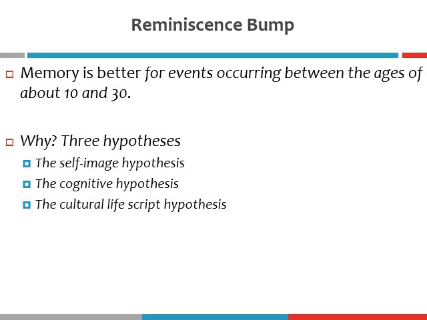So now we're going to shift our focus to trying to explain why this reminiscence bump occurs. Right now, cognitive psychologists have proposed 3 different hypotheses as to why this might happen. Okay, so we're going to go through each of these 3 hypotheses together.